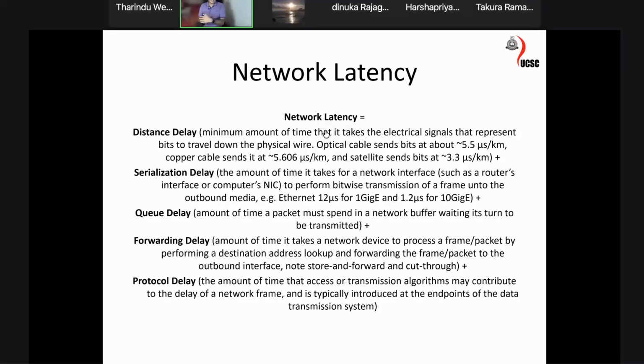So these are the 5 major components which we can consider optimizing. So these are considered the subcomponents introducing latency in the overall network latency. Any questions up to this point?